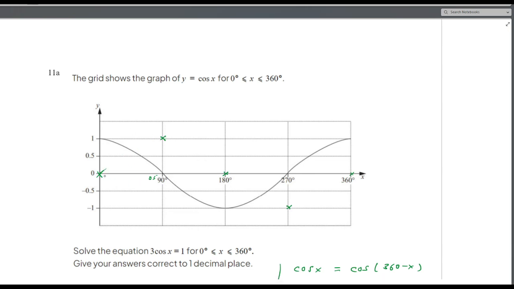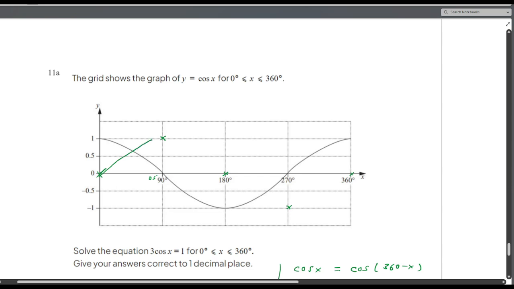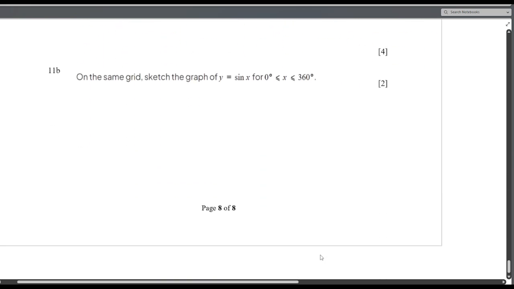So you will start from here, you will go like this, and then from here, a smooth curve. From here we go to 0, then from here we come to -1, and then from here we again come to 0. Okay, so this is my graph of y equals sin x. Okay, for 2 marks.